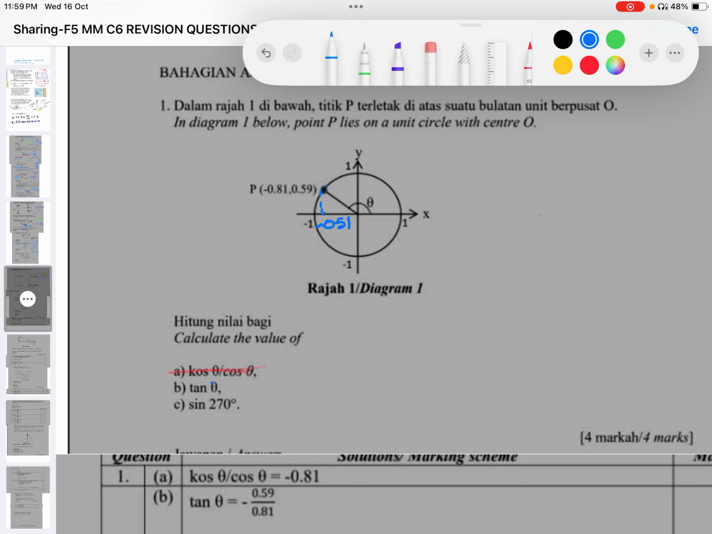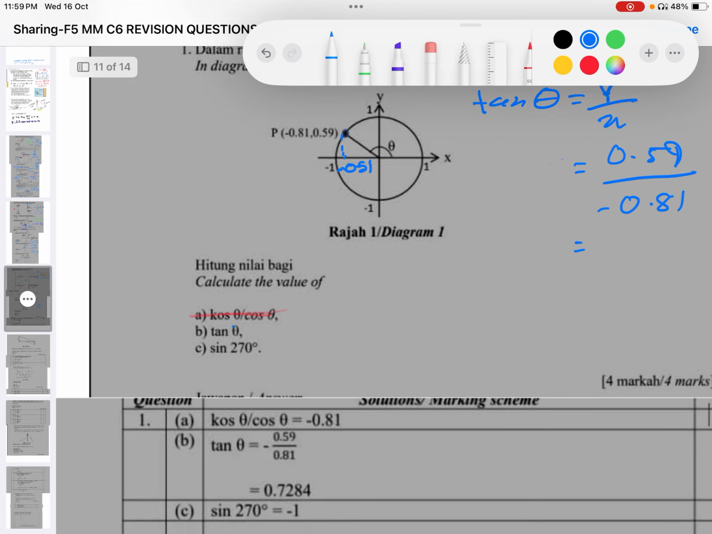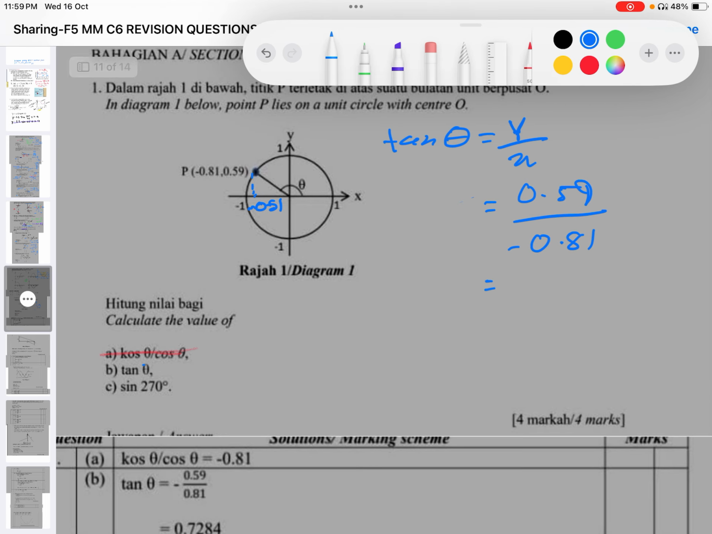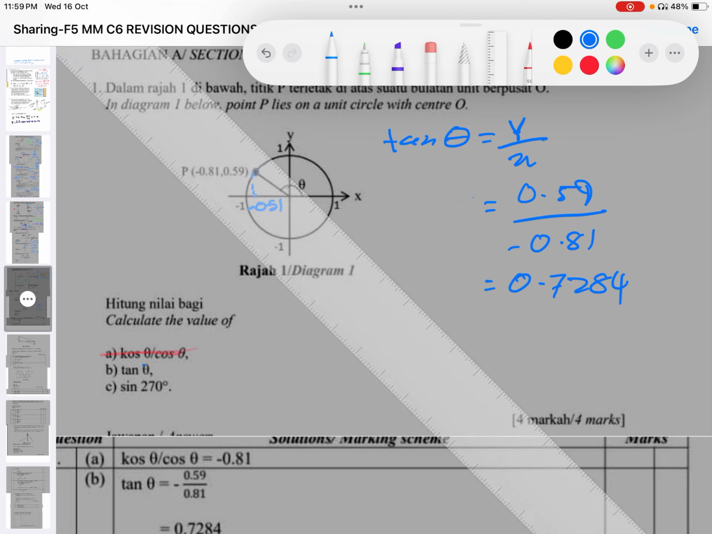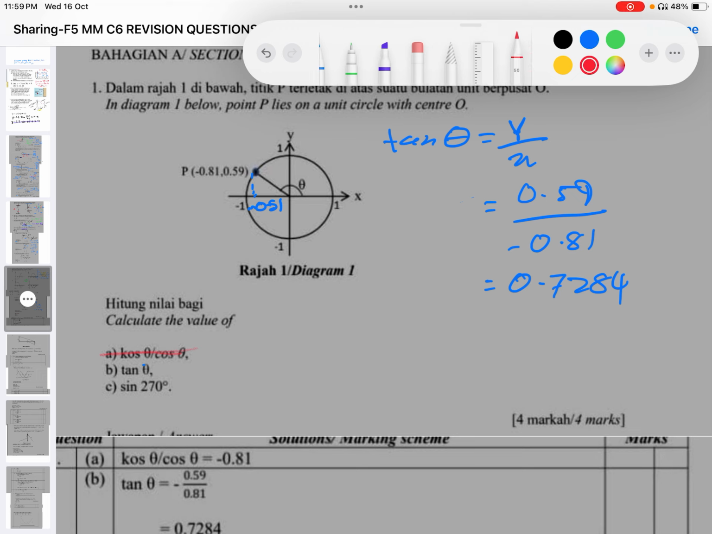Soalan nombor 2. Tan theta. Tan theta will be Y over X. Okay. Y over X will be 0.59 over 0.81. Okay. So akan dapat jawapan kalau tekan kalkulator, 0.7284. Okay. So soalan seterusnya dah pakar dan easy mark.